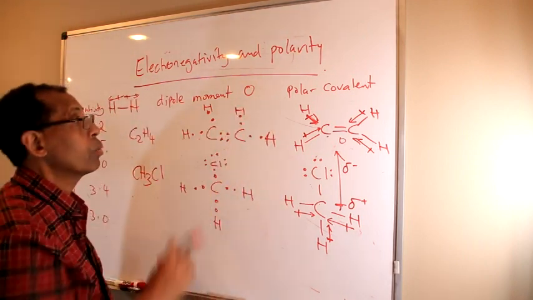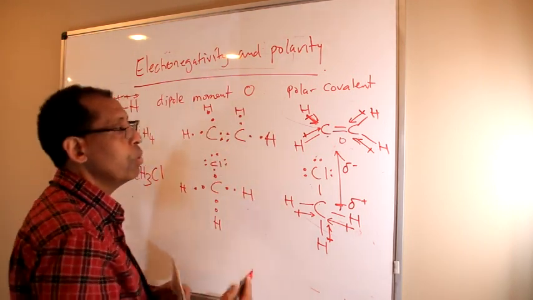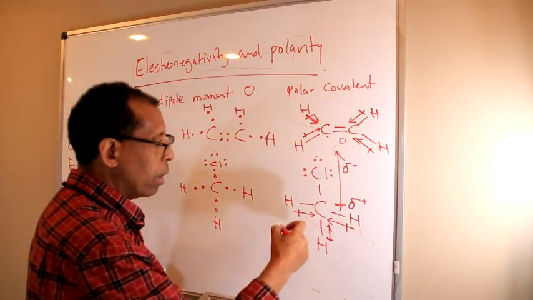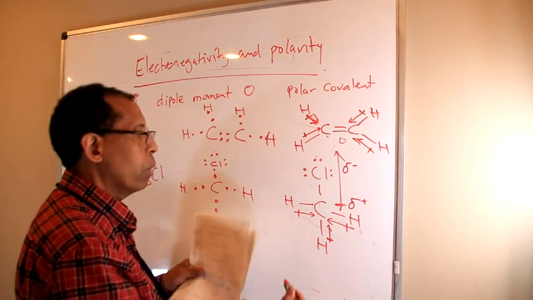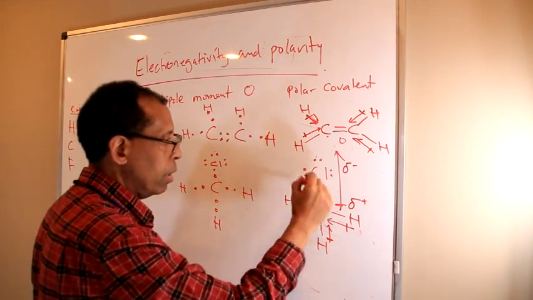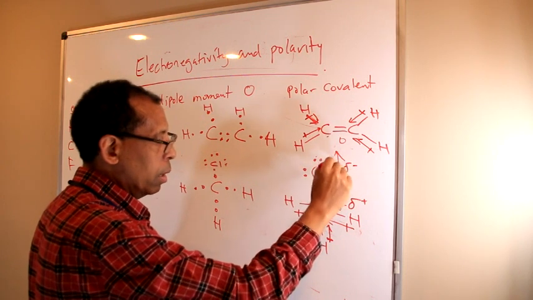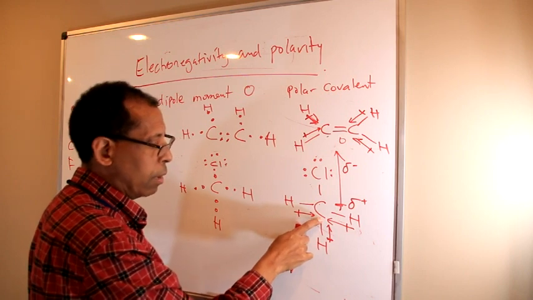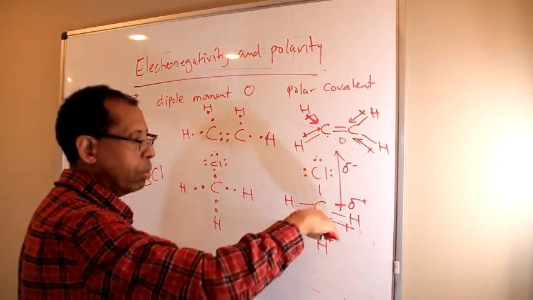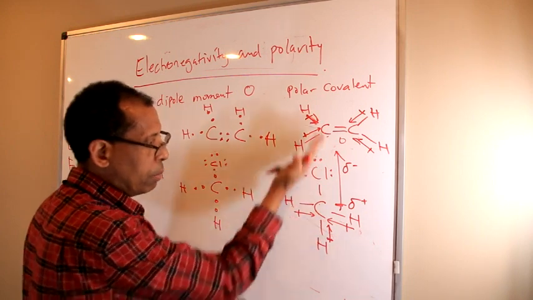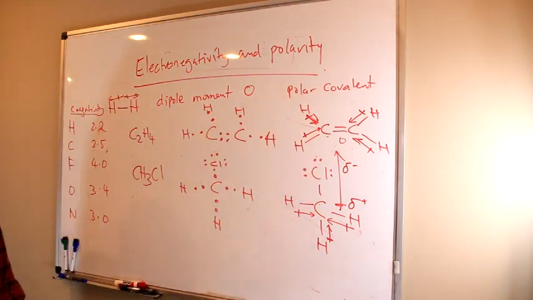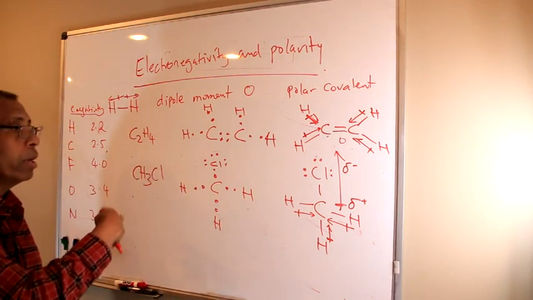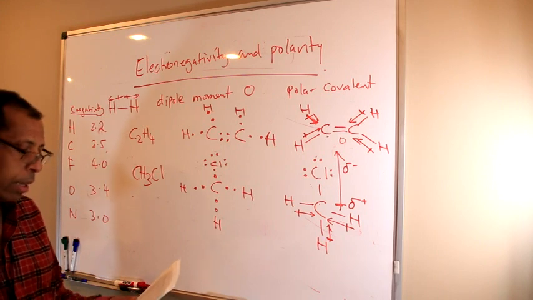So understanding the dipole moment helps you determine whether a compound is polar, nonpolar, or polar covalent, and where the electron deficiency or electron density is. For example, here chlorine has the most electron density, and carbon doesn't have that much because most of the electrons are being pulled towards chlorine. So it is very important to understand the electronegativity, polarity, and the type of bonding that exists.